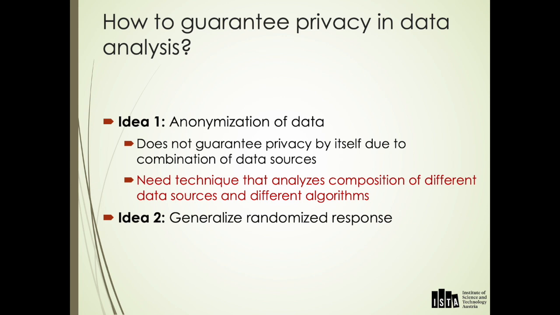And they showed that basically, on average, 4 movies uniquely identify a user. So it's a bad idea to just anonymize the data, because if you combine different sources, you might be able then to de-anonymize it. So the first idea doesn't really work by itself. Of course, you have to anonymize, but you have to do more.